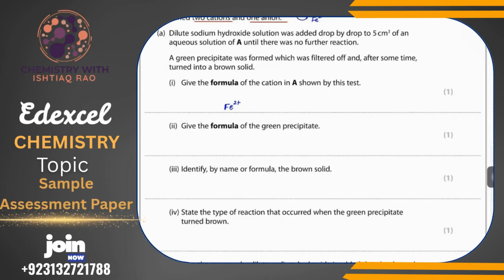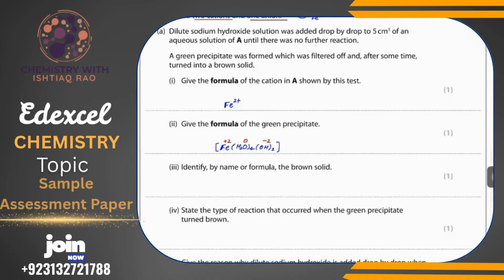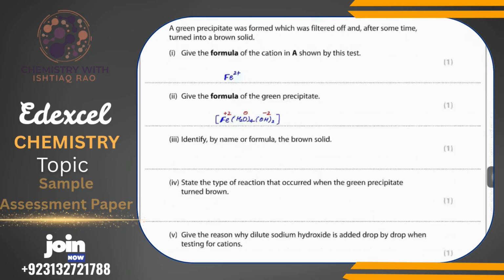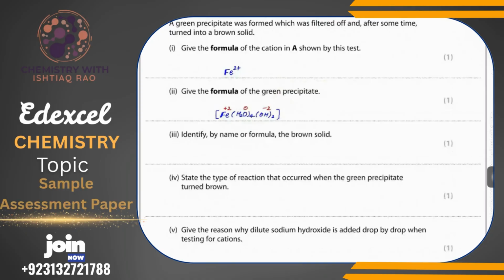Give the formula of the green precipitate. When sodium hydroxide was added, of course iron hydroxide was formed. So I'm supposed to write Fe(H2O)4(OH)2, with 2+? No, no charge. Why? Because H2O is neutral, and it is -2 and +2, so 0. And there should not be any charge because they are asking for the precipitate. A precipitate is a solid, insoluble substance, so there should not be any charge.